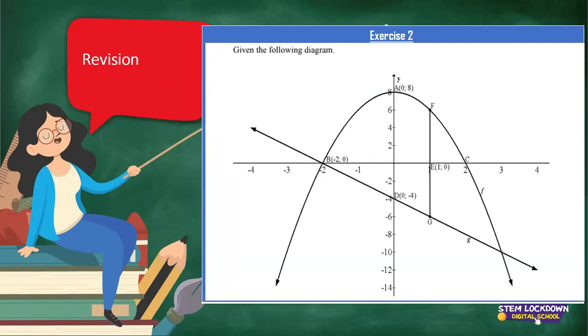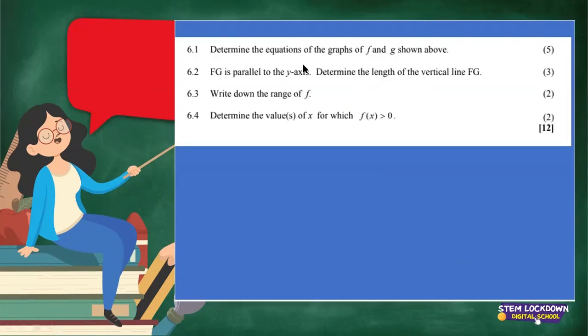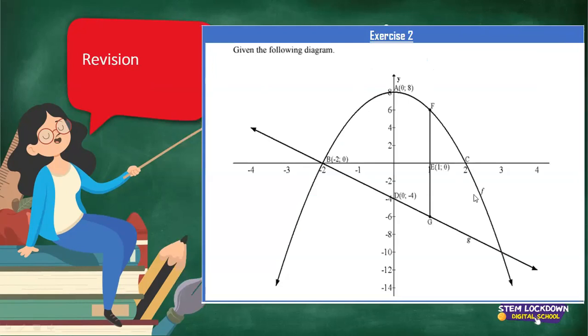So let's see this. Given the following diagram, we have another question. Determine the equation of the graph of f and g as shown. What is the equation of f and g? How do you find the equation of f and g?